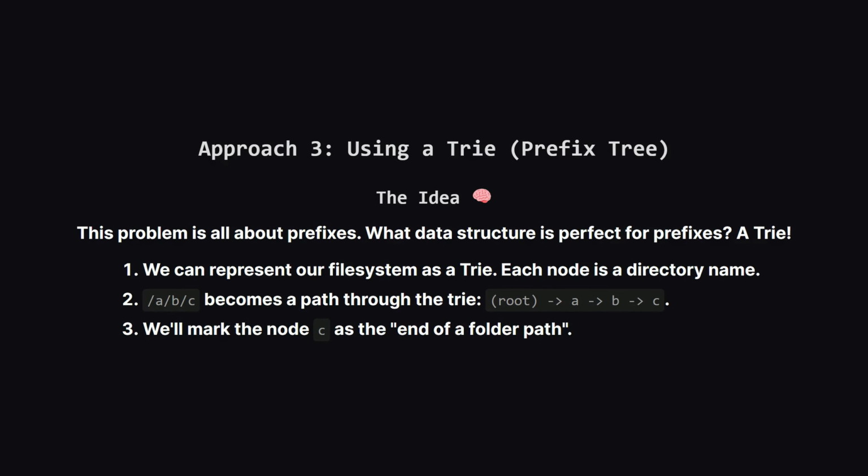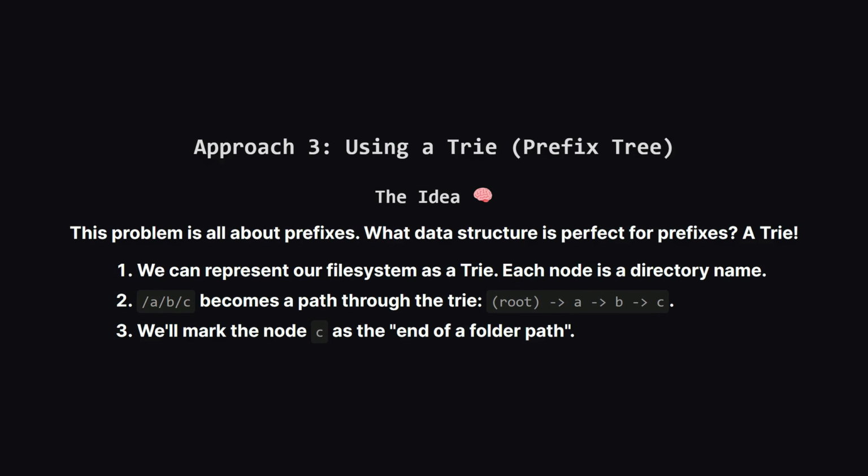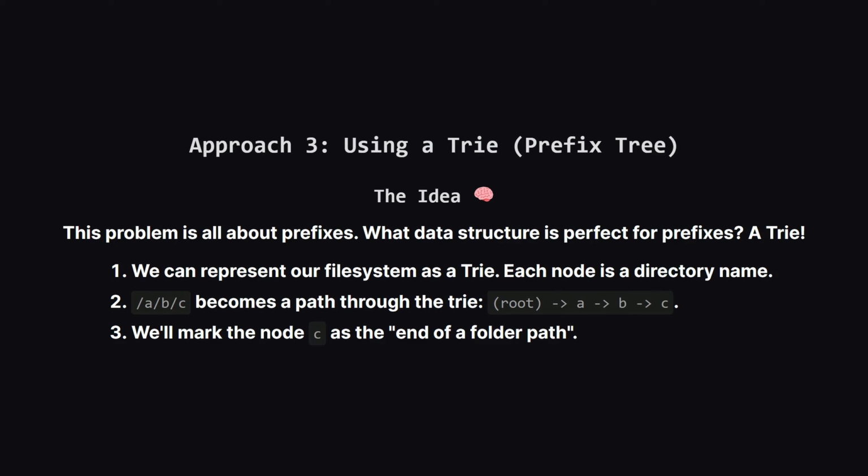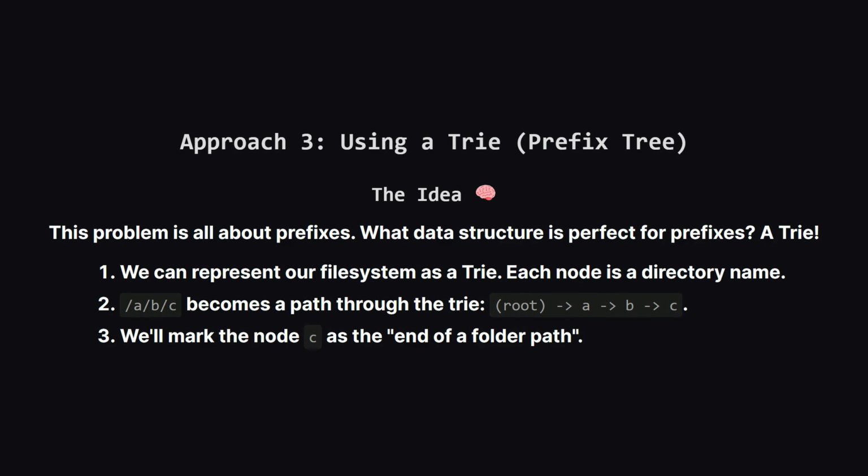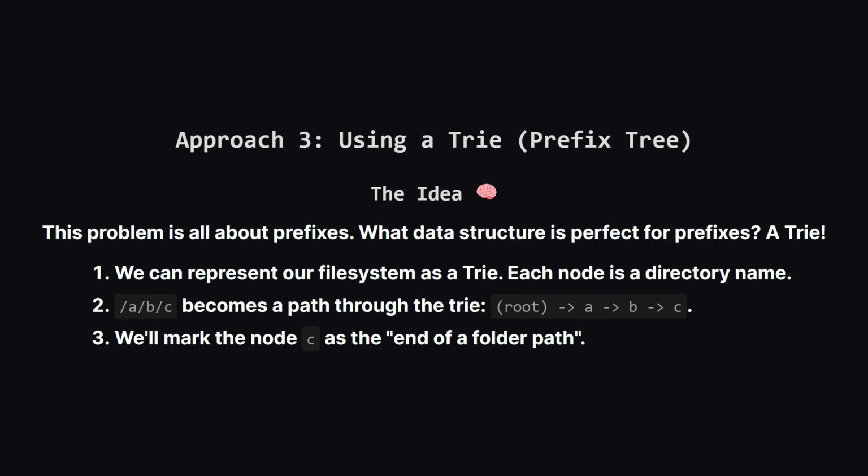Alright, let's talk about the most advanced, but also the most conceptually fitting, solution. A trie, also known as a prefix tree. Whenever you see problems involving string prefixes, a trie should pop into your head. We can model the entire file system as a tree, where each node represents a directory.